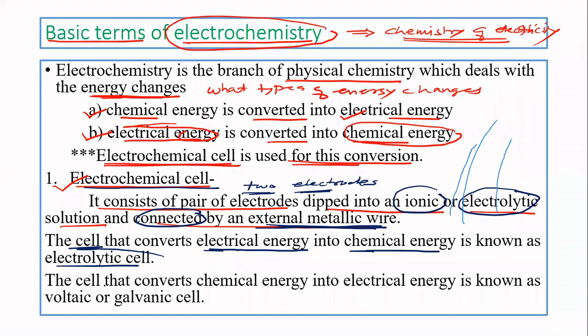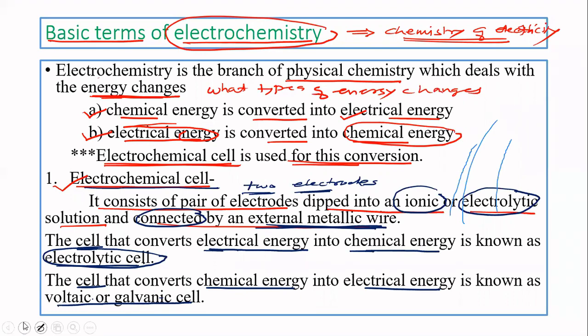And the other type of electrochemical cell converts the chemical energy into the electrical energy, and it is also called a voltaic or galvanic cell. So these are the two types of electrochemical cells. One is the electrolytic cell and the other is the voltaic or galvanic cell.